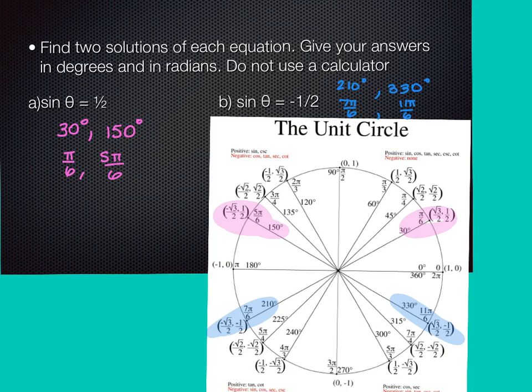Remember that the tangent, this is why it's important to know the tangents, would be root 3 over 3 at pi over 6. It's 1 at pi over 4, and it's root 3 at pi over 3. So if you haven't memorized those yet, it makes your life a lot easier when we're moving forward. You want to know those as well.